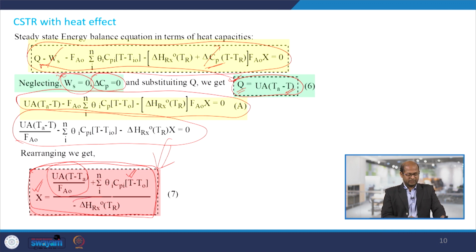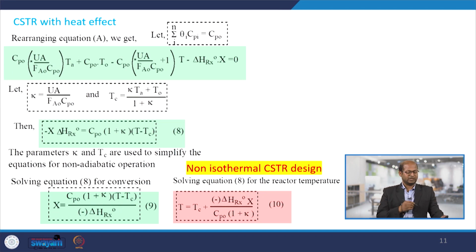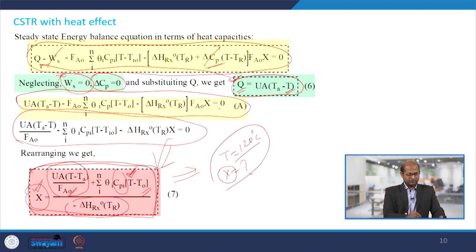If the heat of reaction is known, the heat capacity of the component is known, the feed inlet temperature is known, and the molar flow rate of the reactant entering, the overall heat transfer coefficient and heat transfer area are known, then conversion we can find out if T is known. Let us say the reaction is happening at 120 degree centigrade, then at that temperature we can find the conversion using these equations. If conversion is given, we can find the temperature using the same equations.